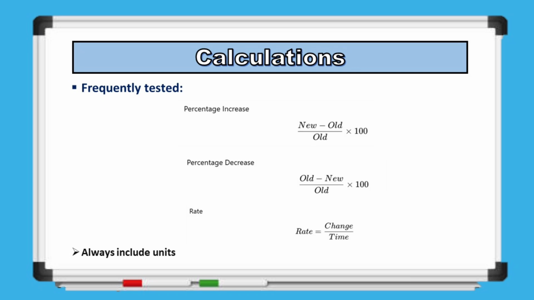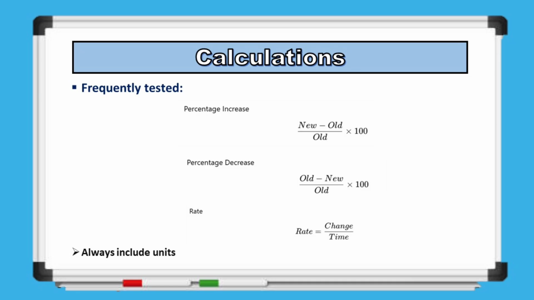Now let's move on to another topic that is tested very frequently in the ATP paper, and that is calculations. This section checks both your mathematical skills and your understanding of biology, so it is very important to practice it. One common calculation is percentage increase. To calculate this, first find the difference between the new value and the old value. Then divide that difference by the old value and finally multiply the answer by 100. This tells you by what percentage the value has increased.